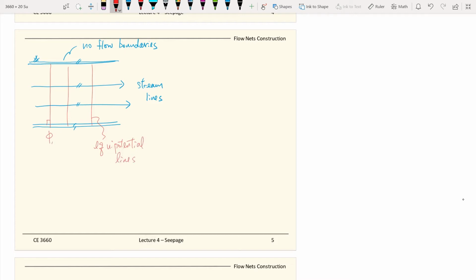Which we usually reference by the letter phi, and the streamlines we usually reference with this symbol. So those are the equipotential lines and also the streamlines. When we draw the flow net, we need to make sure that the streamlines are perpendicular to the equipotential lines, and also that the streamlines are parallel with the no-flow boundaries.